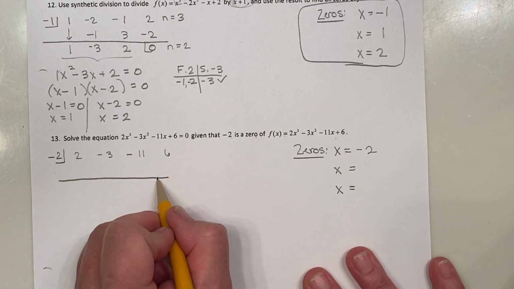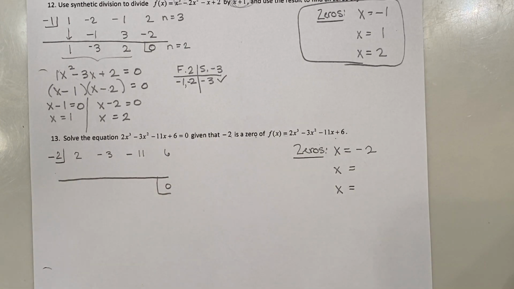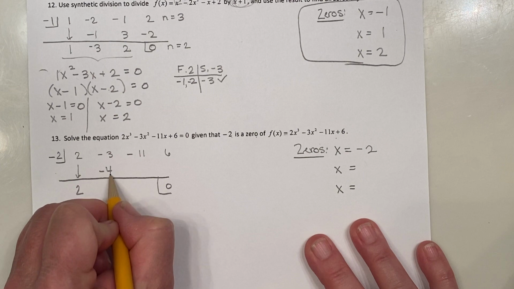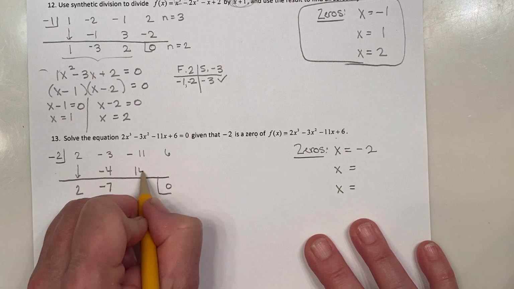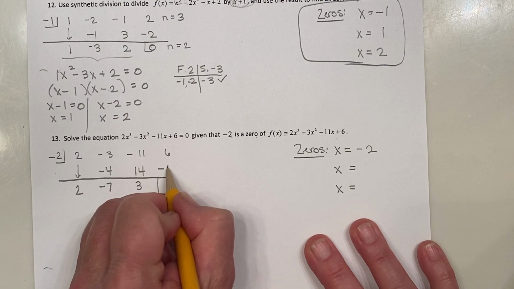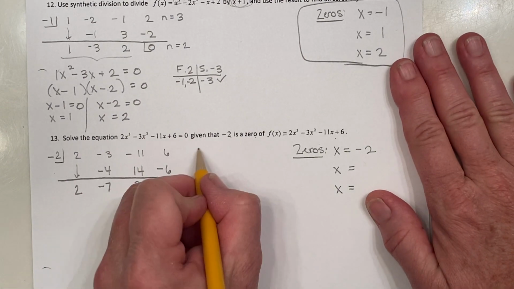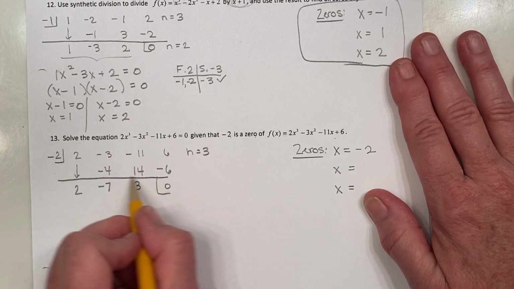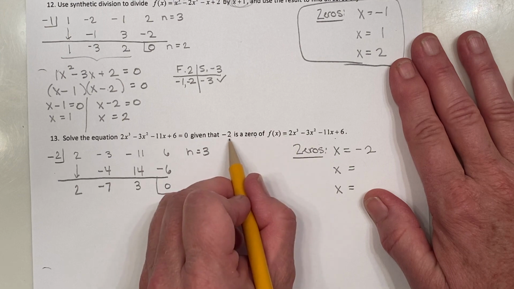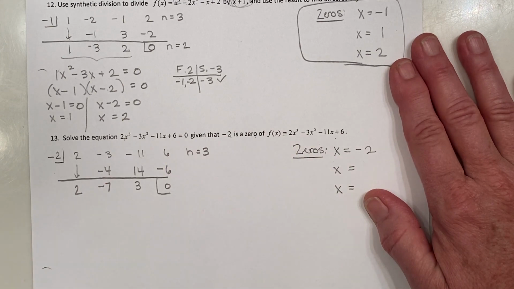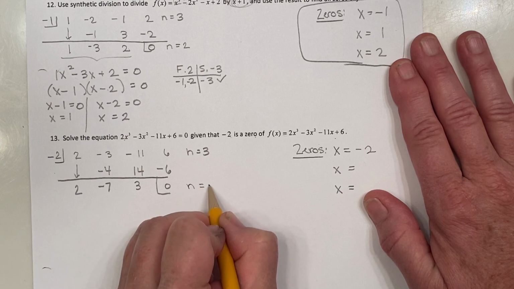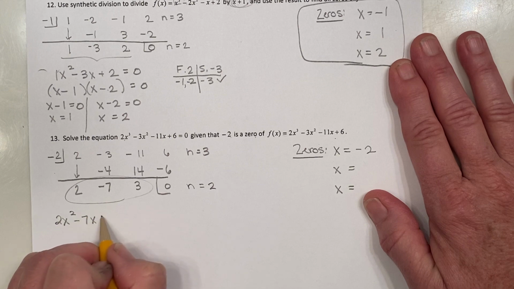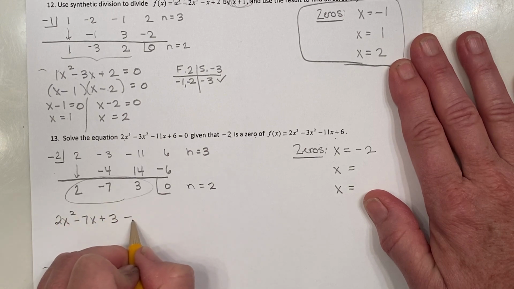If -2 is a 0, remember, we should get a 0 here. If we don't, we made some computation mistakes. 2 goes down. Yep, that gave us 0. So these coefficients represent the coefficients of a lower degree polynomial when you divide one time. When you divide x plus 2 into a cubic, you're going to get a quotient that's quadratic. So this is n equals 2. Let's grab these. So 2x squared minus 7x plus 3. This is quadratic. Let's find the zeros.